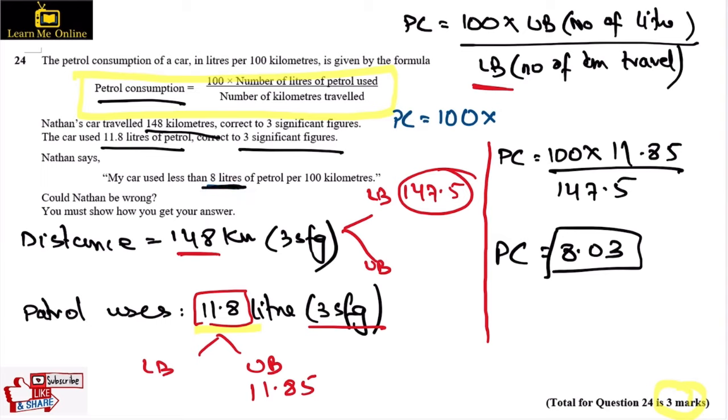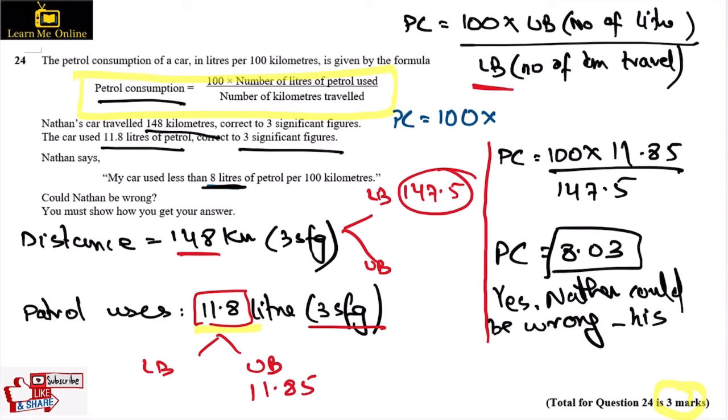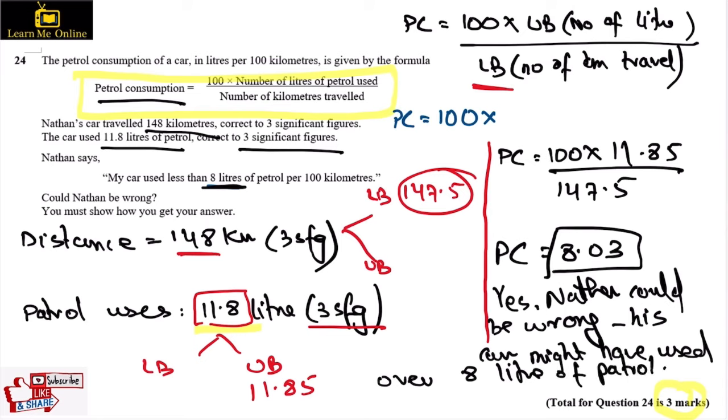Now we have to write down the final line of the conclusion. Could Nathan be wrong? We say yes, Nathan could be wrong. Why? Because the answer we are getting is 8.03, which is more than 8 liters, so his car might have used over 8 liters of petrol. Remember that we have to write down this final line of the conclusion, and it is for 1 mark.